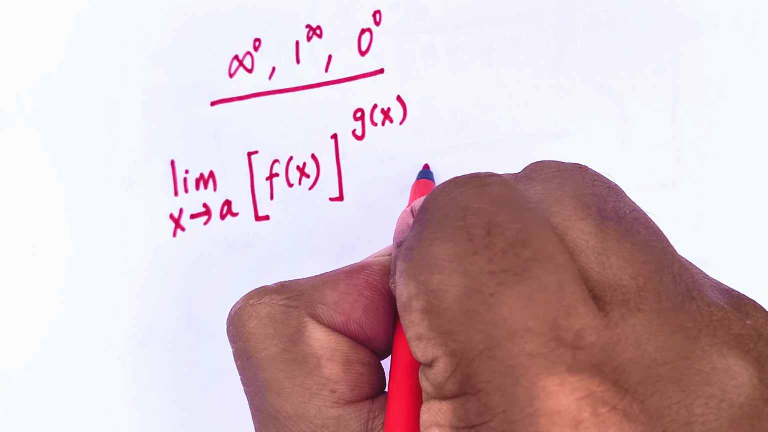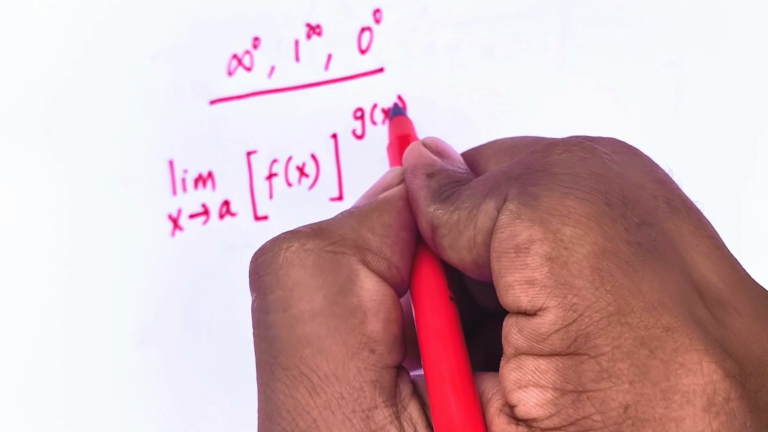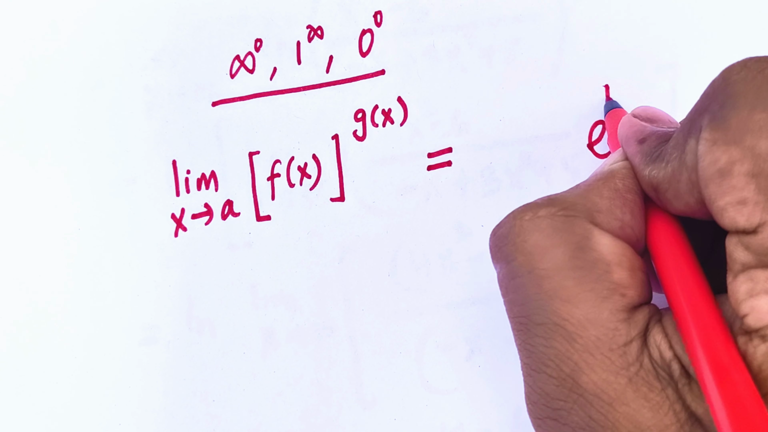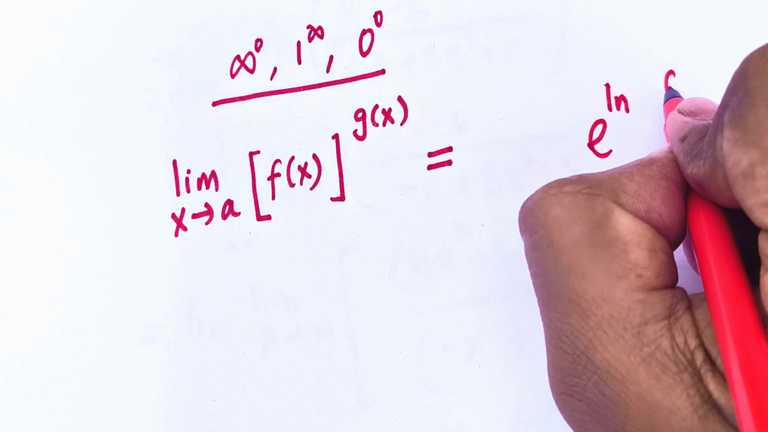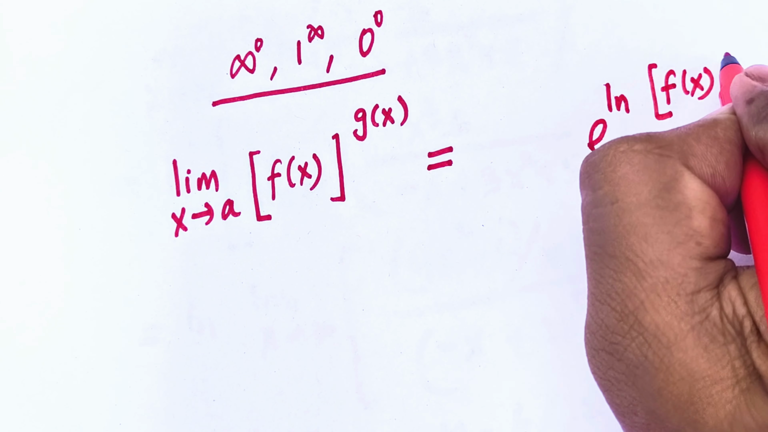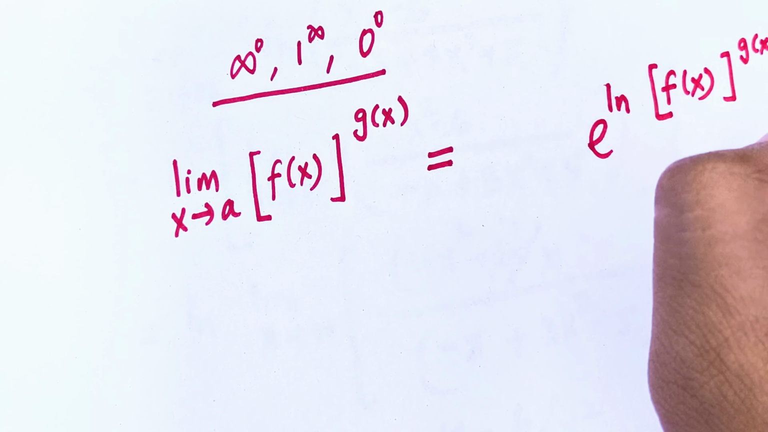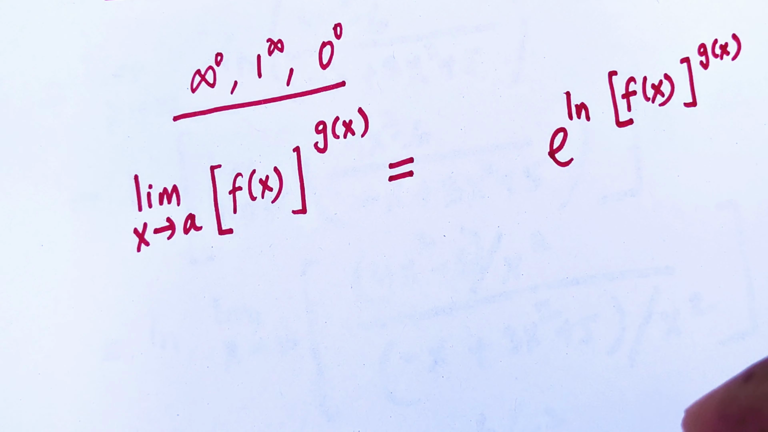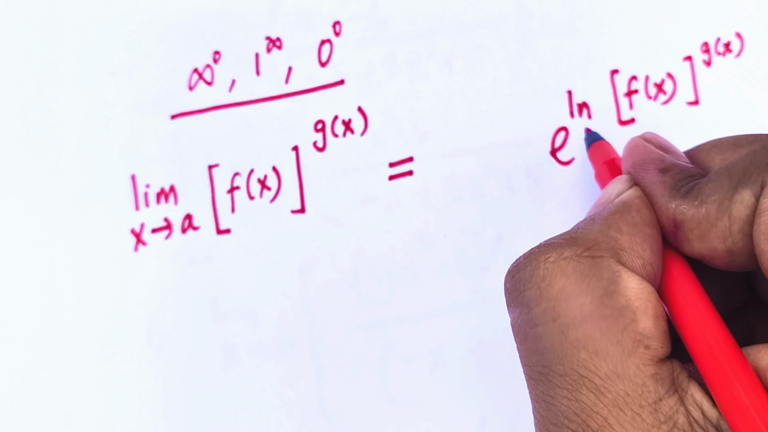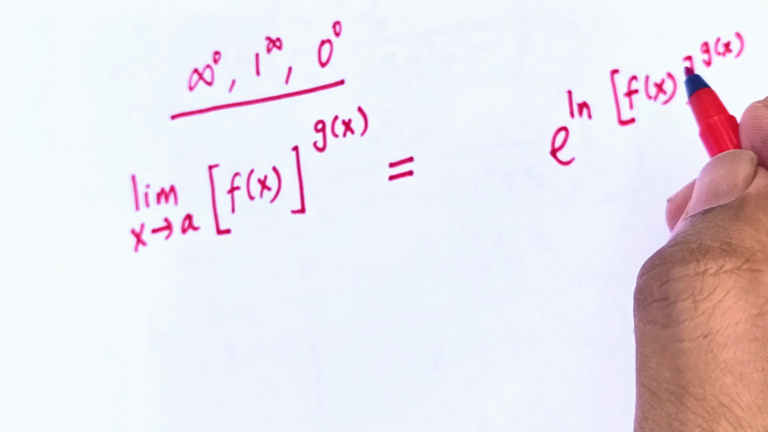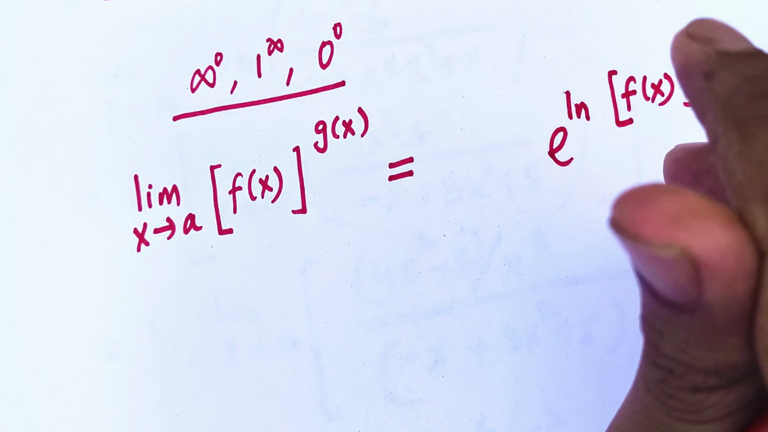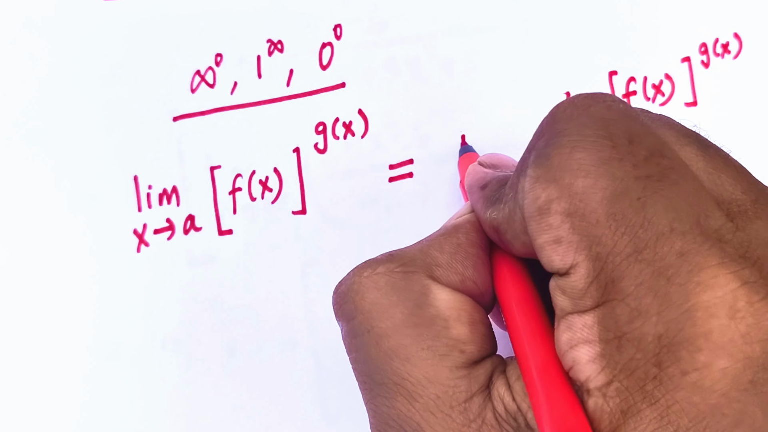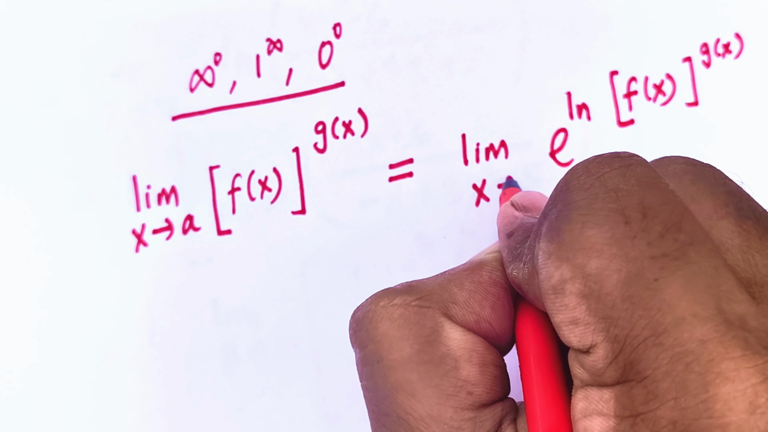What we will do here is write this function as e to the power ln of all of this, f(x) to the power g(x). We can do so because e and ln are inverse functions of each other, so they cancel each other. This is the same as f(x) to the power g(x), and we have the limit as x approaches a.